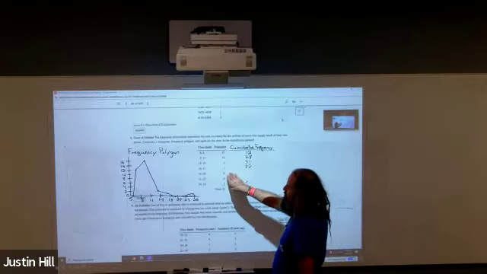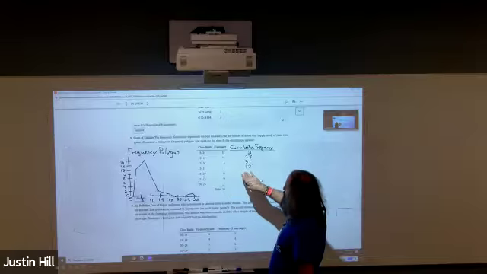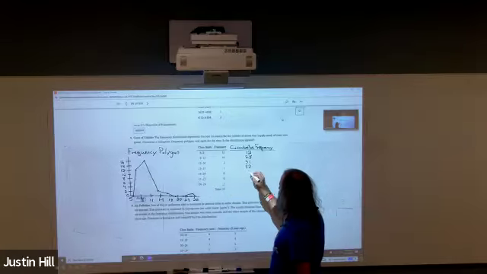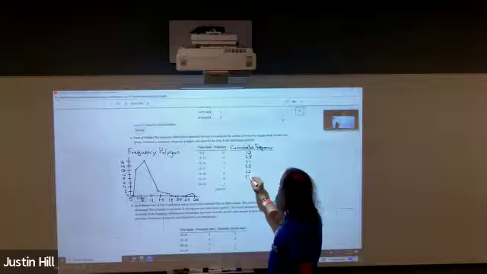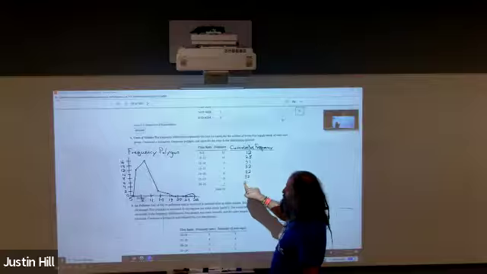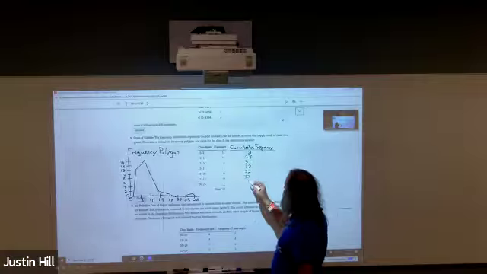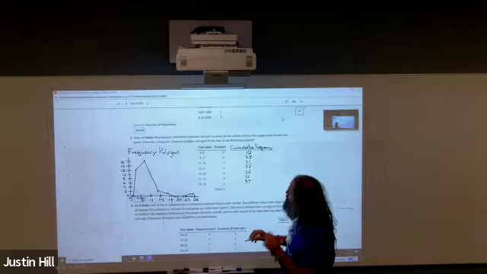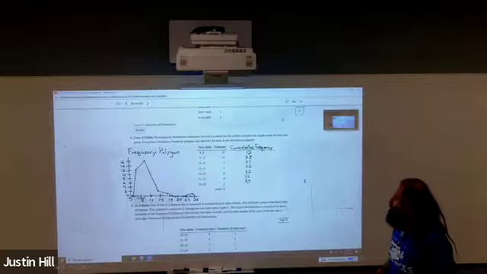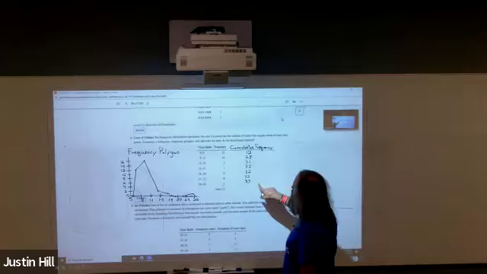Then the fun thing is when you get to 18 to 20, I'm adding nothing to it, so it's still 32. So I'm going to plateau out at 32 for 18 to 20 and 21 to 23. And then I'm going to bump finally up to the full total, 33, for 24 to 26. So that would be my cumulative frequencies.